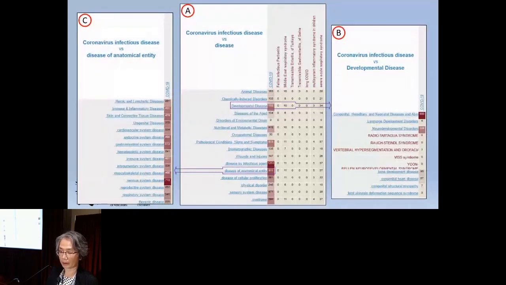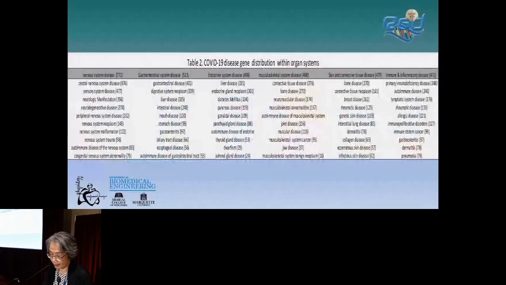We focus on panel C. We break down the top 6 organ systems that have disease associated with COVID-19 disease genes. On this table, you can see that more than 700 genes are also associated with neural system disease, and GI disease follows. I would like to point out the association of autoimmune disease genes in these 4 systems. This is a confirmation of what is observed in clinics.